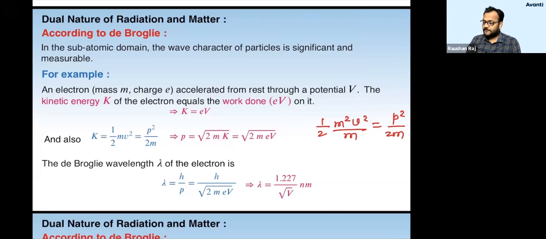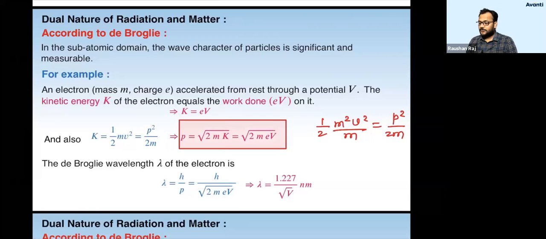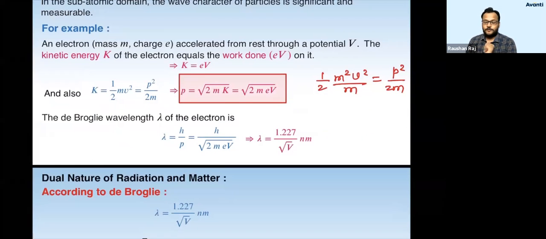If you put the value of kinetic energy here, you'll get momentum will be equal to square root of 2meV. So this is the momentum of an electron. ये क्या हो गया बच्चा लोग? This is the momentum of an electron. If you'll be asked to find out the lambda, so lambda for an electron will be written like this. Lambda for an electron will be equal to h by p, and p is nothing but square root of 2meV.